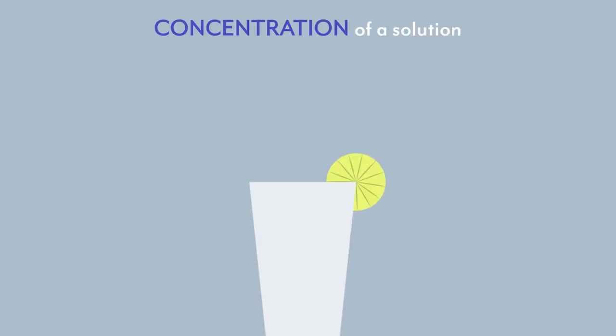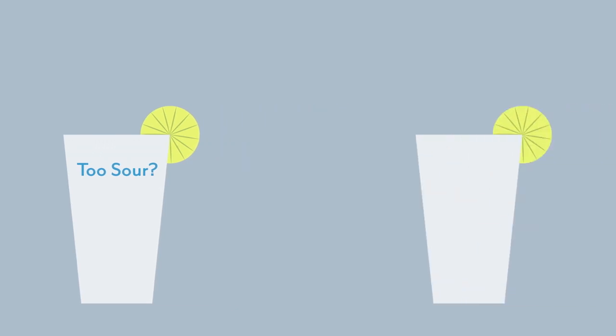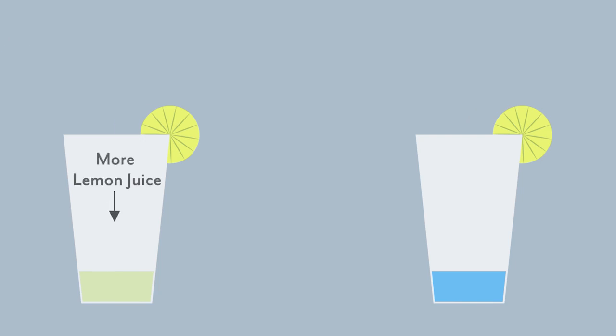Let us take a closer look at the concept of concentration of a solution. What do we mean by concentration? What do we mean when we say that the lemon juice is too sour or that the lemon juice is too bland? If we add a lot of lemon juice to a small amount of water, we say that the lemon juice is sour. Now, in that same amount of water, if we add very little lemon juice, the juice will be bland to taste.